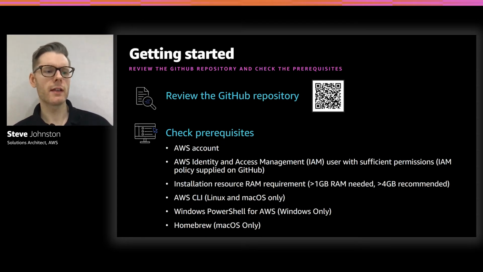You'll also need some software installed, so this will really depend on what OS you're using. If you're using Linux or Mac, it's going to be AWS CLI. If you're using a Windows machine, you'll need Windows PowerShell for AWS. And also, if you're using a Mac, you'll need Homebrew.